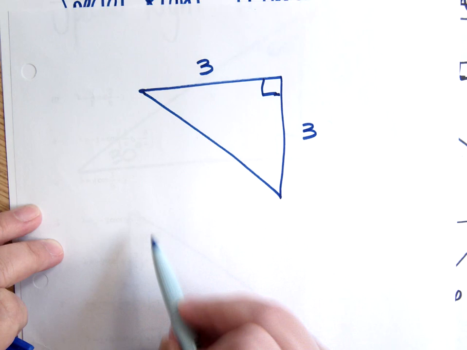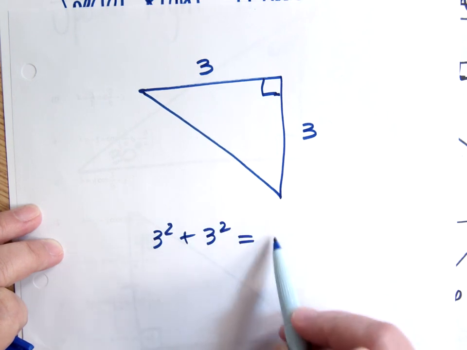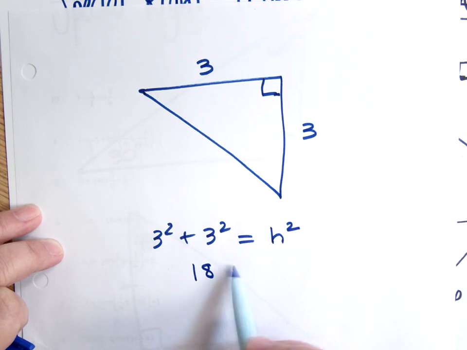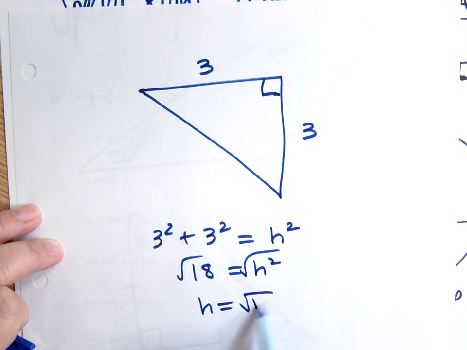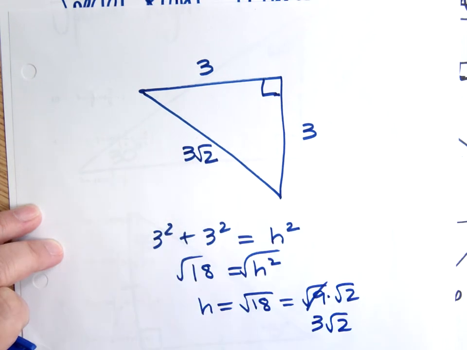And when you do that, 3 squared plus 3 squared, leg squared plus leg squared equals hypotenuse squared. 9 plus 9 is 18. Take the square root of both sides, and we have the hypotenuse is the square root of 18, which is 9 times 2. So this becomes 3 root 2. So that's what we got.